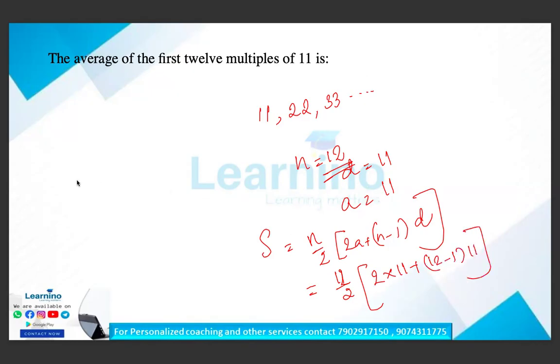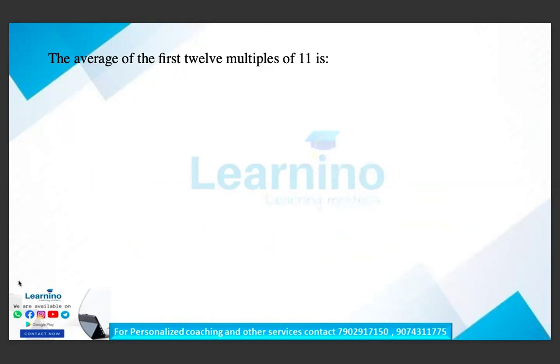So the sum of terms will be 858. The required average will be 858 divided by 12, that is 71.5. 71.5 will be the answer.